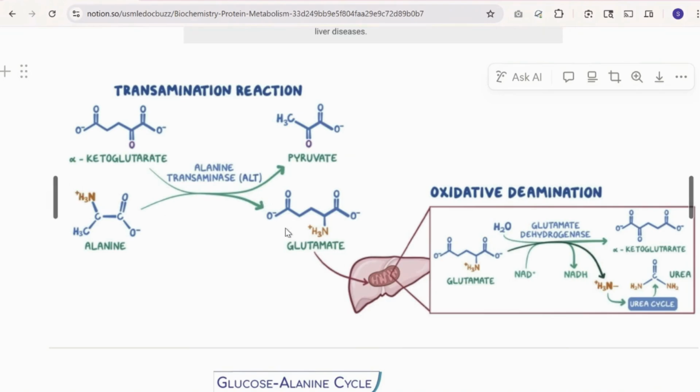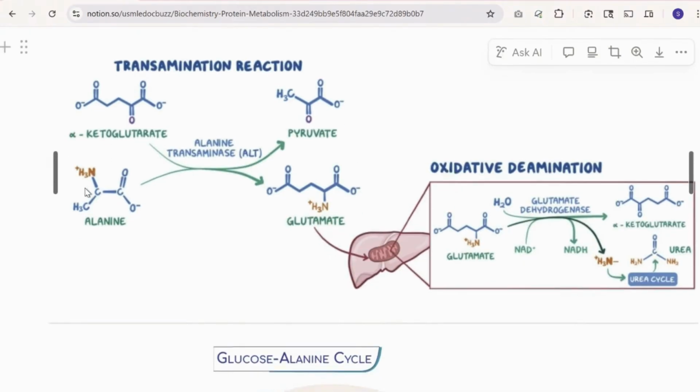Because once you have glutamate, glutamate can then go into the liver and it can undergo this process of oxidative deamination, right? Which just basically means that you take the glutamate, you end up oxidizing it, and you end up sending it into the urea cycle, right? So what we did was we took amine groups from different amino acids in order to recycle them. The main character in this scenario is glutamate, and glutamate is eventually dumping that ammonium into the urea cycle, right? That's what we're doing.